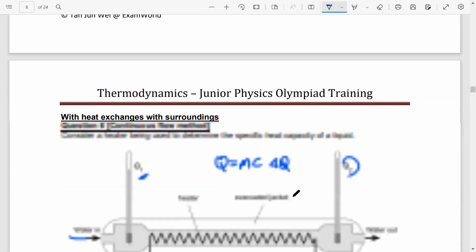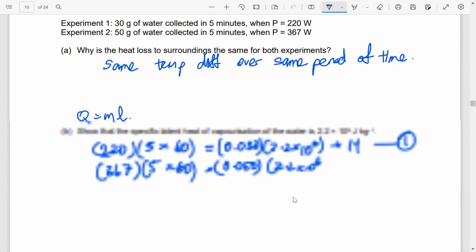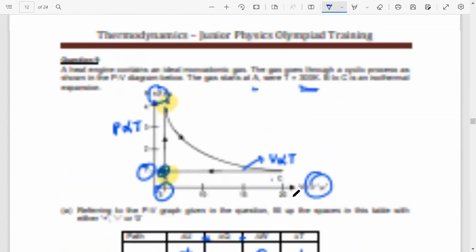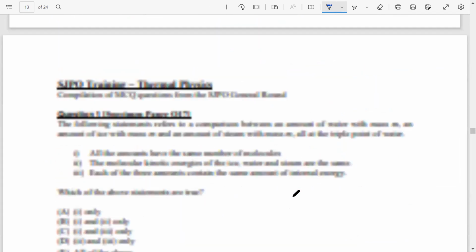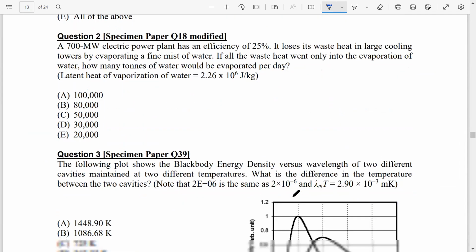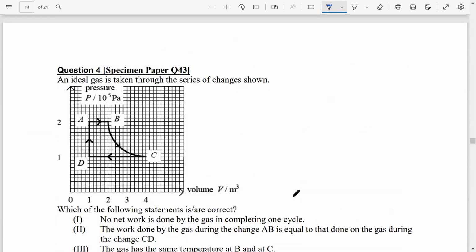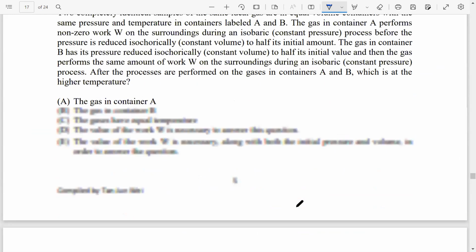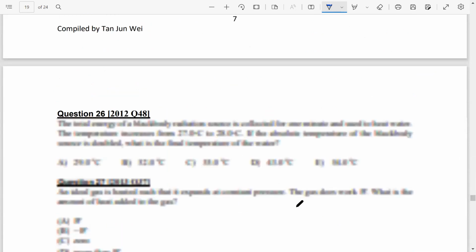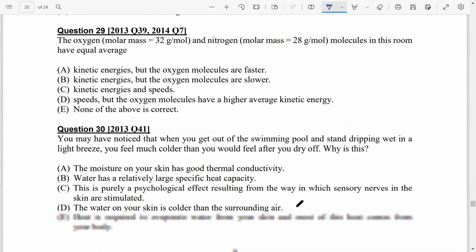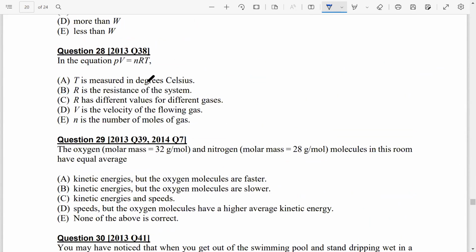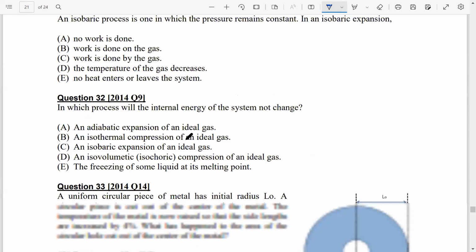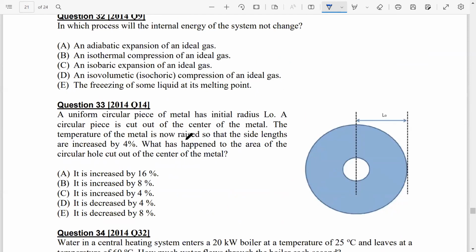Now, let's go to try some of the questions, okay? Let's do a simple one. And we try one of the later versions, okay? The answers are all at the back, so you can actually take a quick look. You can see some of the questions are pretty straightforward, like in the equation PV equals NRT, what are all this? Okay, you can see it's quite basic in a way, so it's quite worth to learn this chapter.